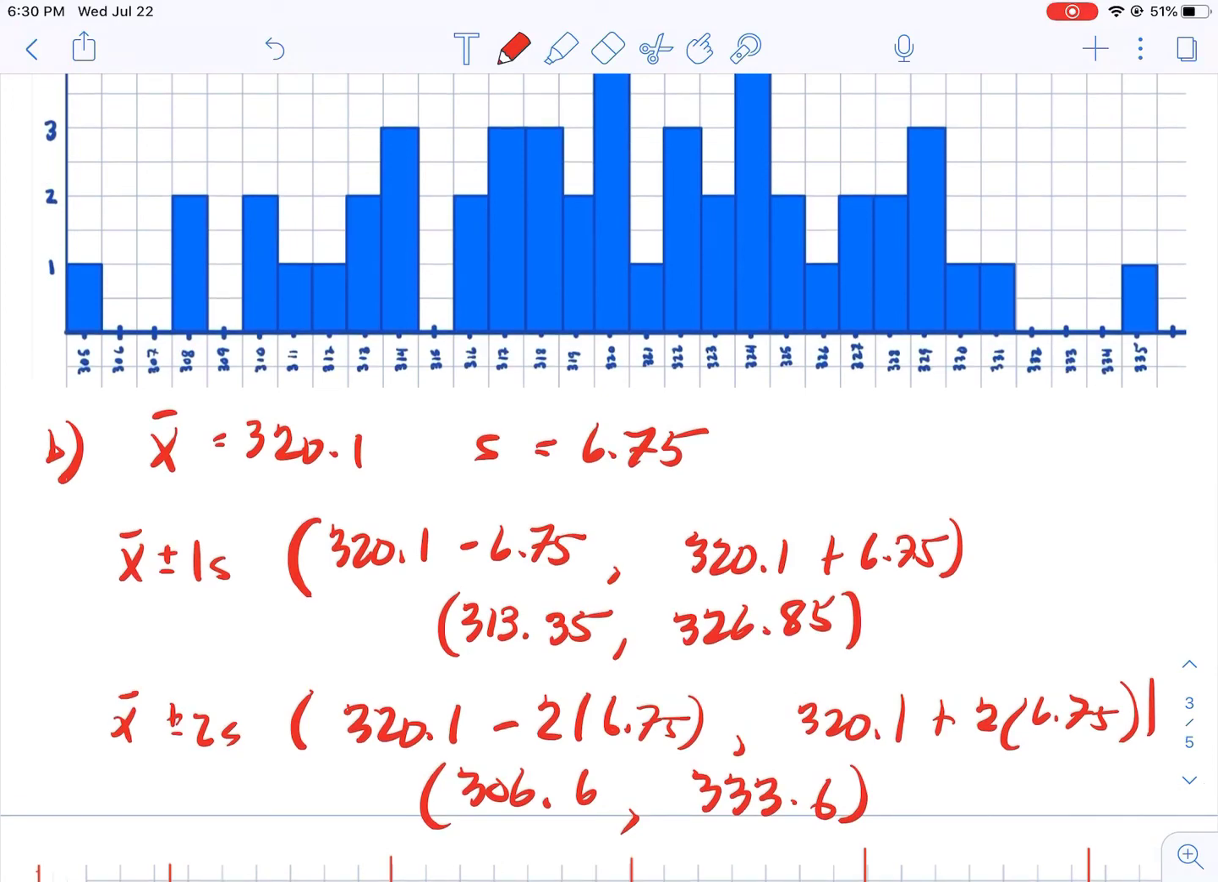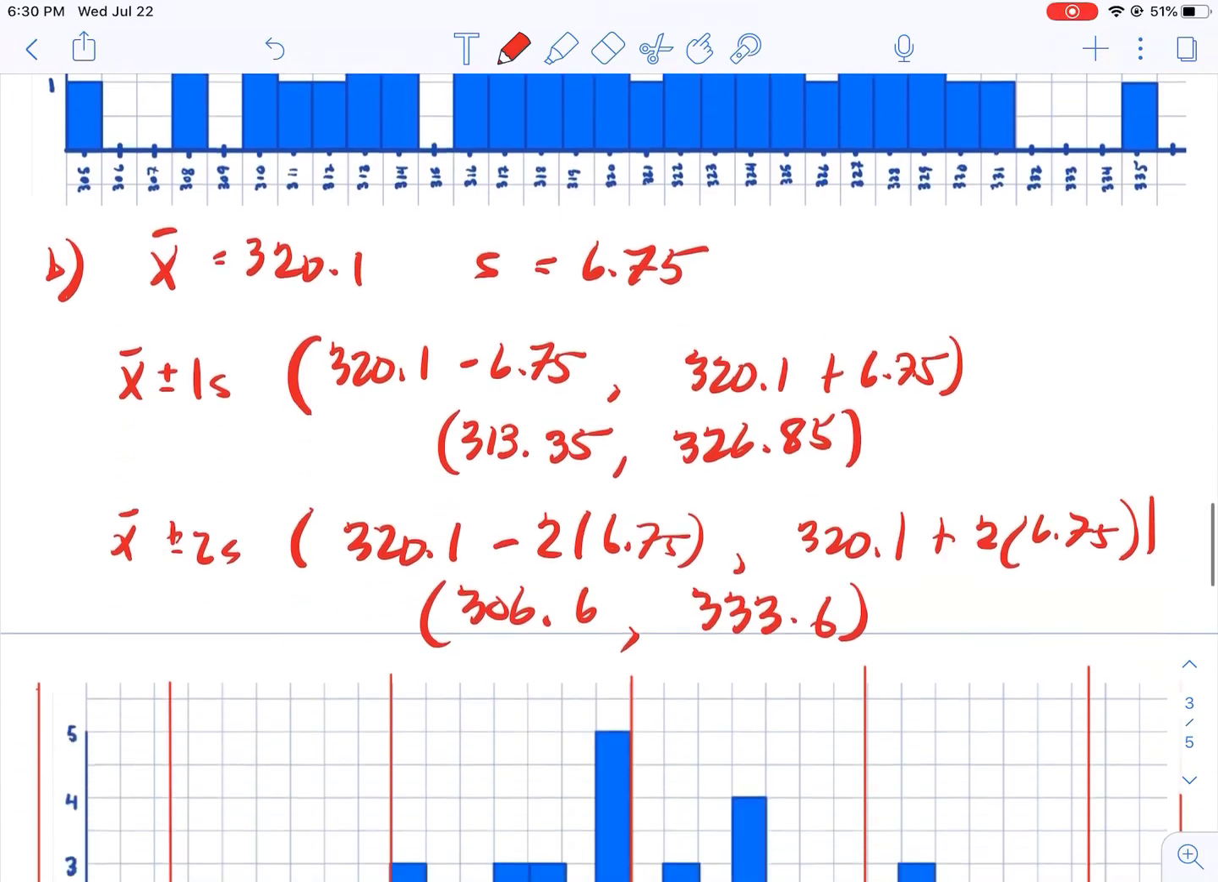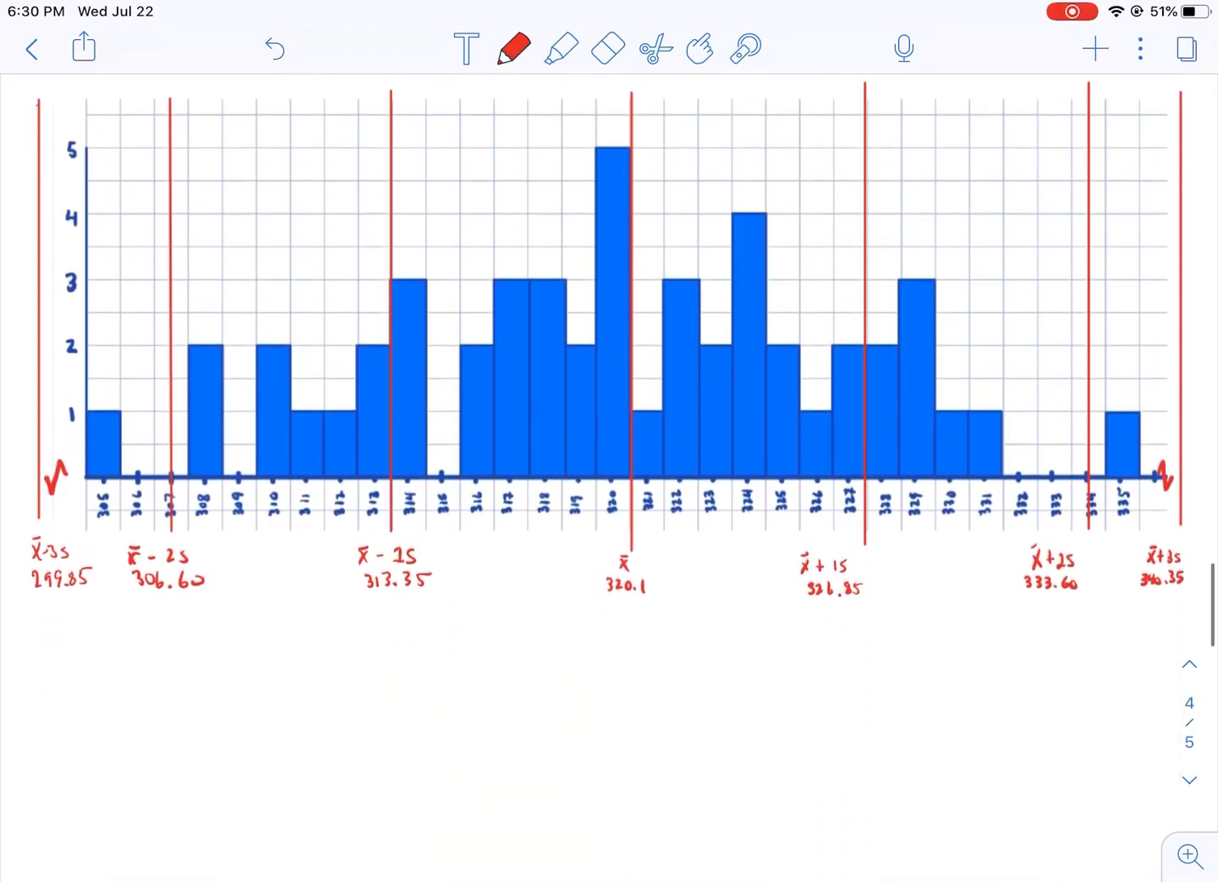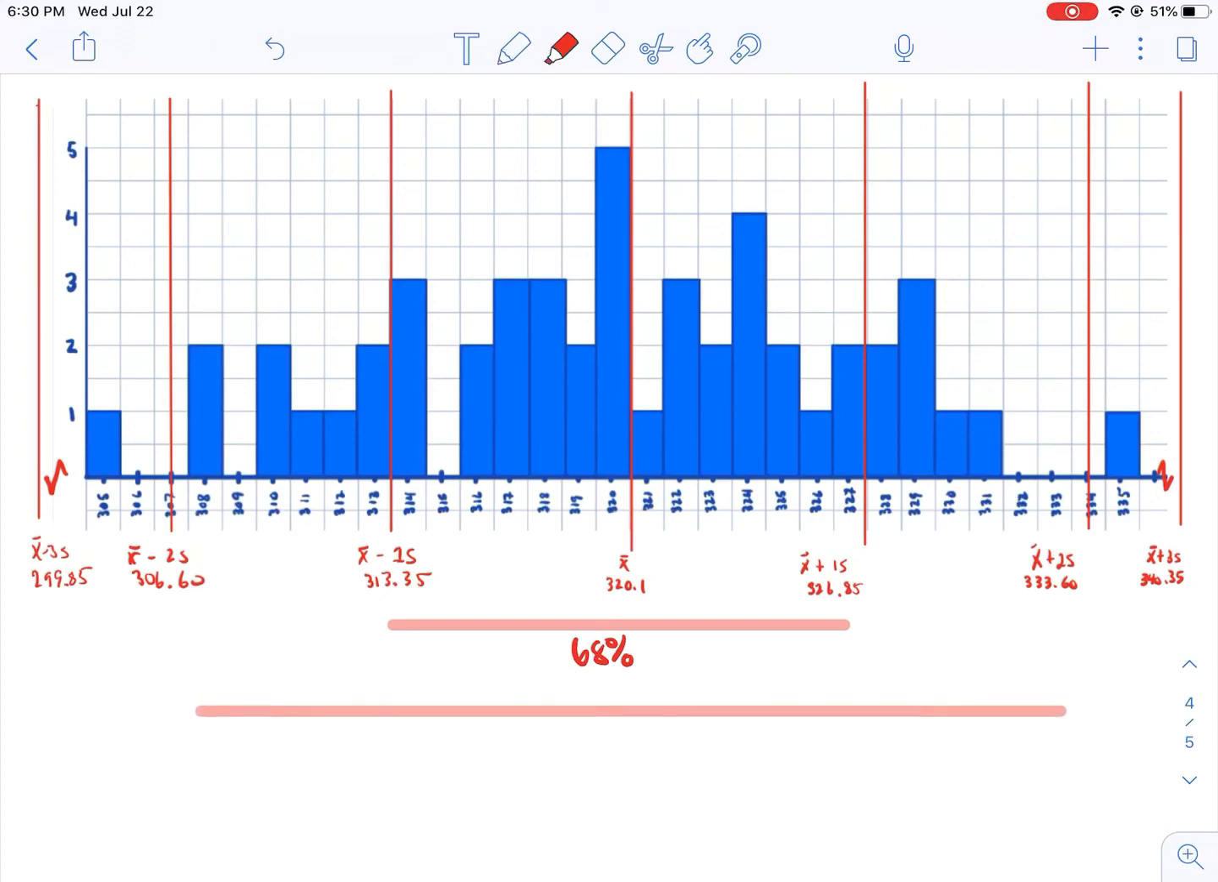I'm going to go ahead and put them on this particular histogram. I went ahead and did that already. So what looks like my red bars here represent my standard deviations away from the mean. And as we know from our empirical data, I know that this one should be somewhere around 68%, and then this here should be somewhere around 95%.